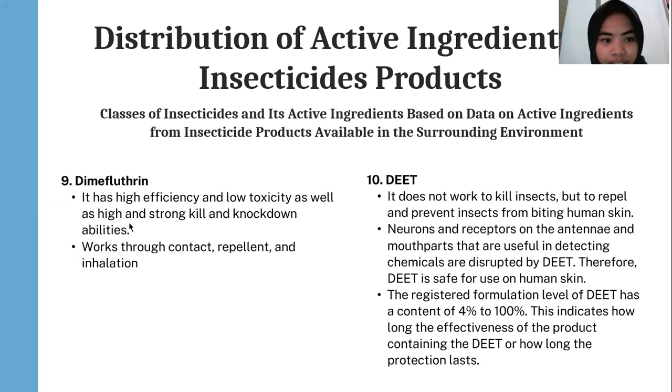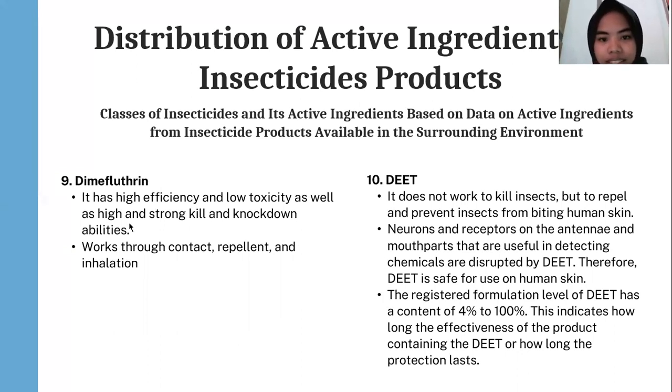Next, dimefluthrin is an active ingredient in household insecticides from the pyrethroid group. Dimefluthrin is a pyrethroid insecticide which has high efficiency and low toxicity. Dimefluthrin has strong kill and knockdown abilities. Dimefluthrin works in controlling insects through contact, repellent, and inhalation. Most dimefluthrin is packaged in the form of combustible products, liquid, aerosol, and spray.